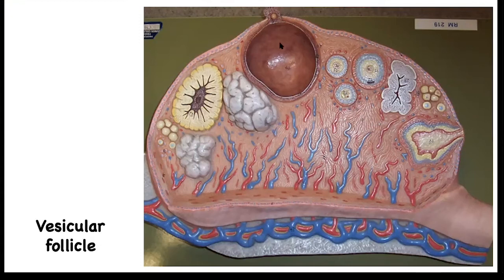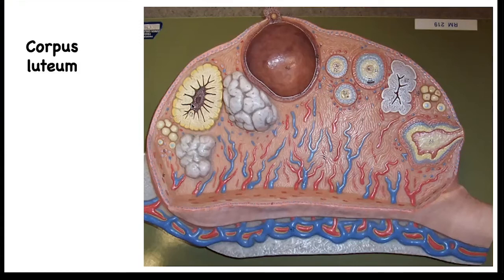This is a vesicular follicle undergoing ovulation. The secondary oocyte is located here. This darker region that just encircles it is the zona pellucida, and these cells here are the corona radiata. This is the antrum. After ovulation, this is what remains of the vesicular follicle.